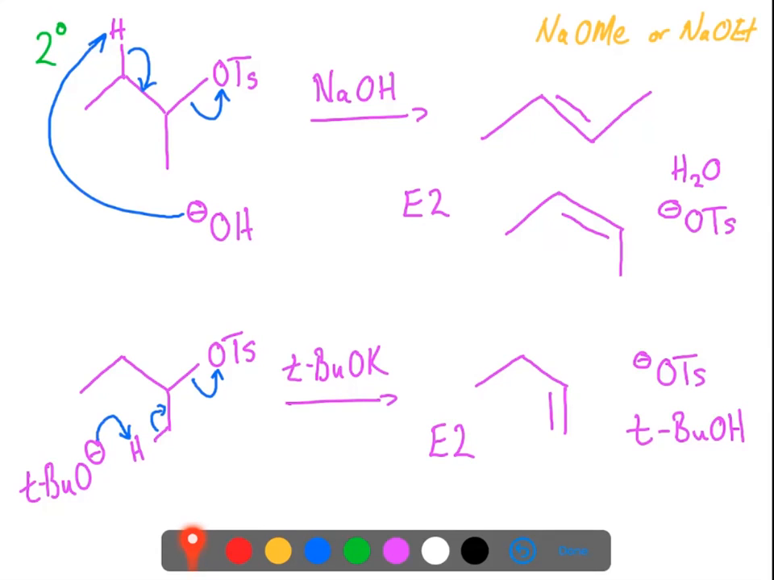Nonetheless, it shows you that you do have control over the regiochemistry of your final alkene by choosing a particular base, whether it be the hydroxide, the methoxide, or ethoxide. They will all generate this particular mixture of alkenes, whereas a tertiary butoxide will give you the less highly substituted alkene.